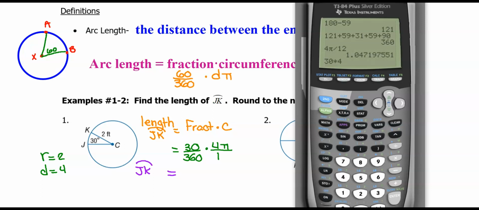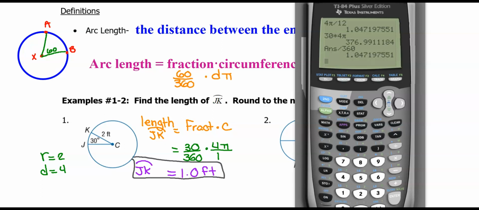Hit enter and divide by that 360 on the bottom. So to the nearest tenth would be 1.0 feet. So that's the length of the arc. So again, the measure of JK might be 30 degrees, but the length is 1.0 feet.